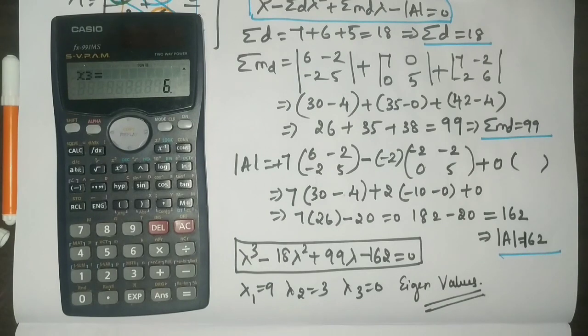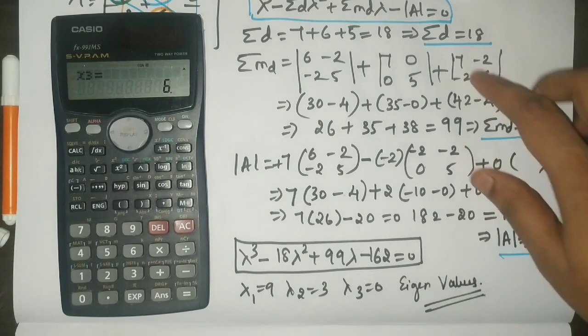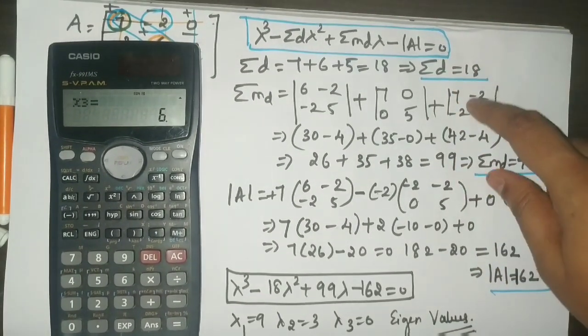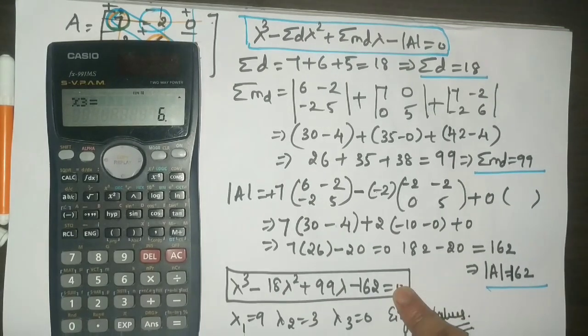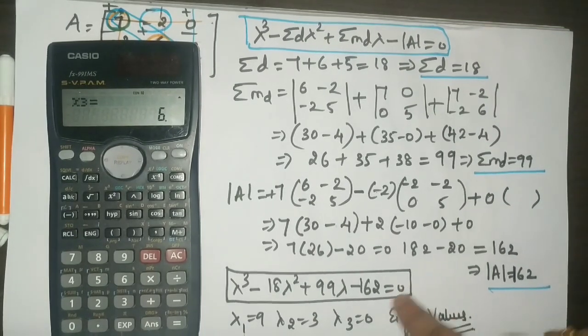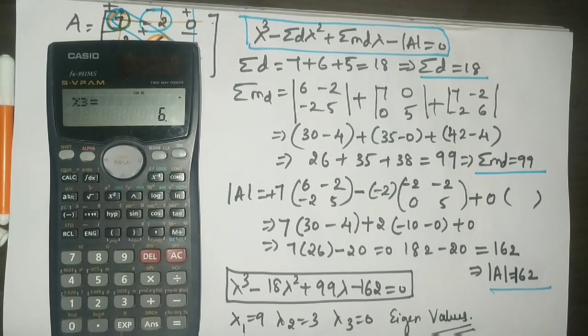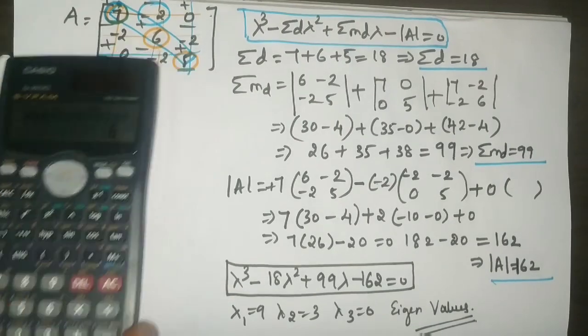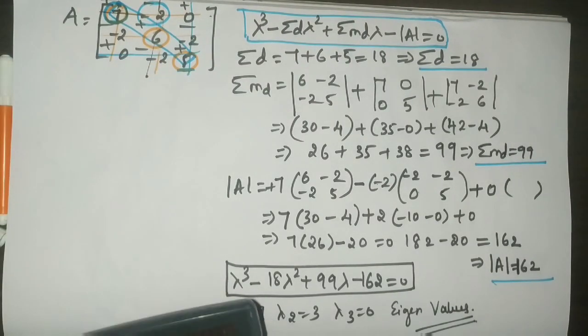So here I have explained both by using the characteristic equation as well as by using the standard formula. This is the easiest way to get the cubic equation quickly, and you can use your calculator to find its corresponding eigenvalues. I hope this method is clear to everyone.